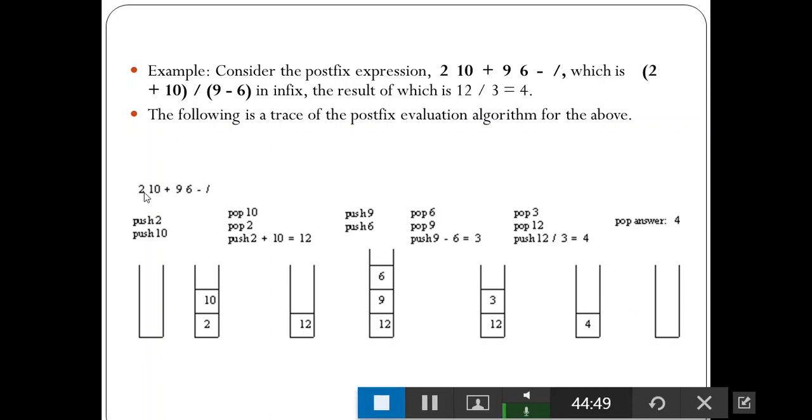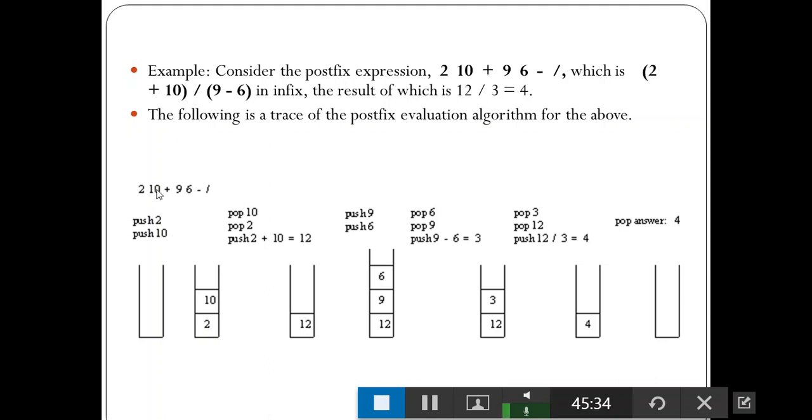See, we have this expression 2 10 plus 9 6 minus division. Okay, so first thing is to scan the expression from the left. If you find an operand, simply push it into the stack. If you find an operator, then pop out. What is the step here for evaluation of postfix expression? If you find an operand, then simply push it. 2 is operand, you are pushing it into stack, that is 2.